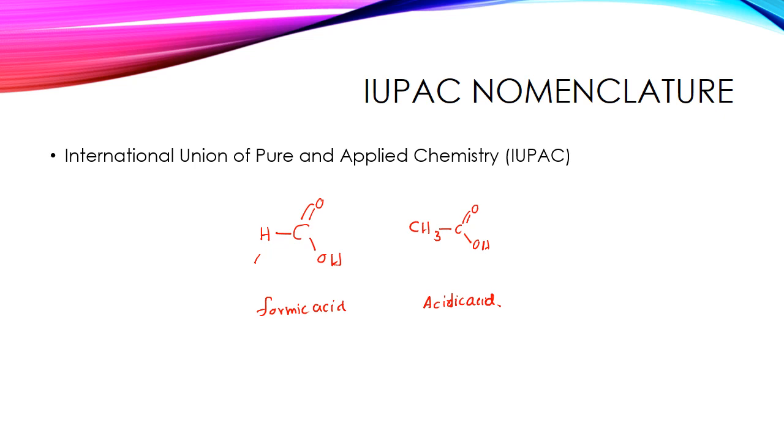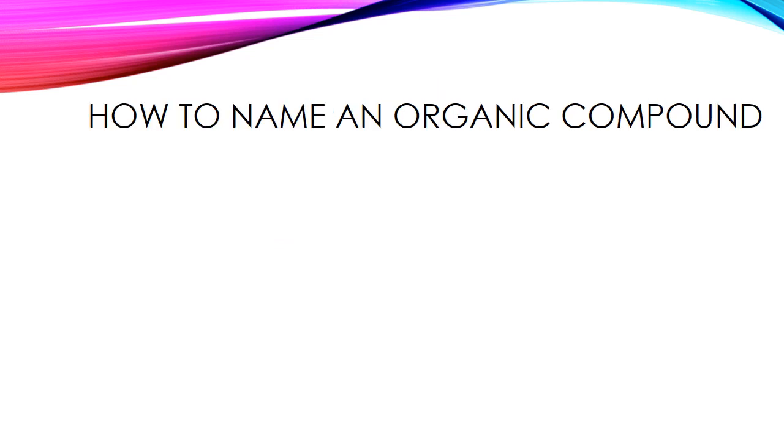Now we are going to study that naming system. After you study this IUPAC nomenclature, you can name every organic compound. If there is a different organic compound, it should have a different name. Now let's see how to name an organic compound.